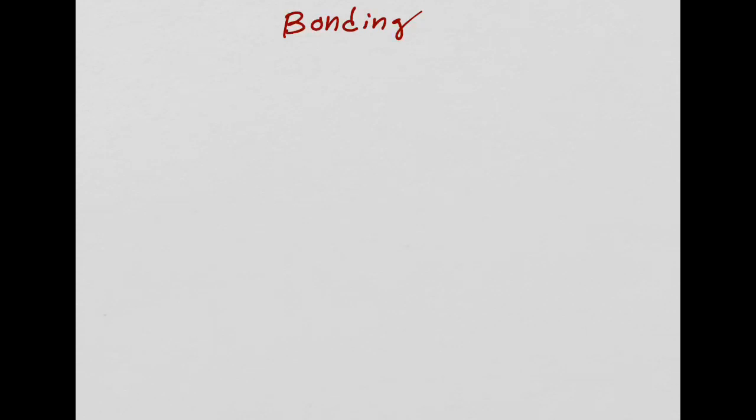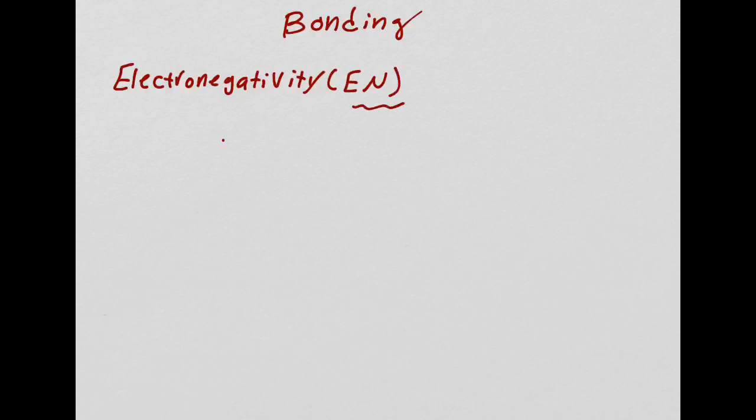All right, class. Right now we are going to talk about bonding. Now, before we talk about bonding, there are two things that I need to talk about. One of the two things that you need to know before we can talk about bonding is electronegativity. Electronegativity, also abbreviated as EN. What is electronegativity?